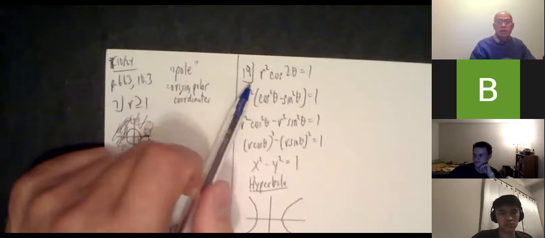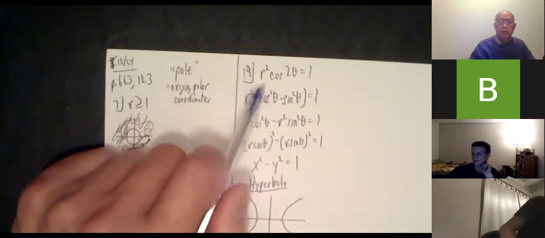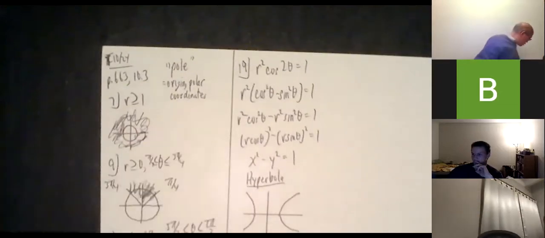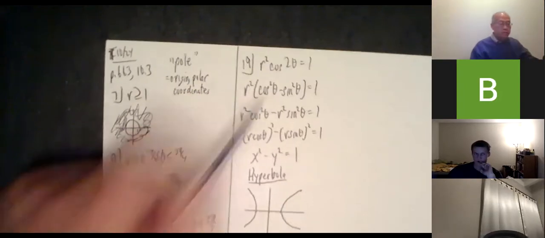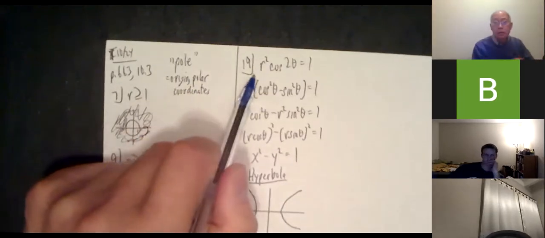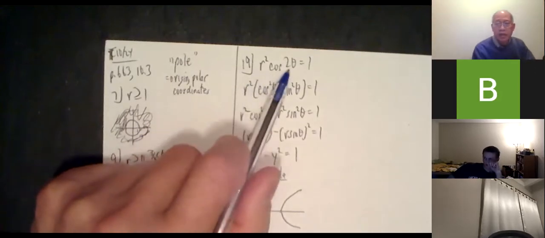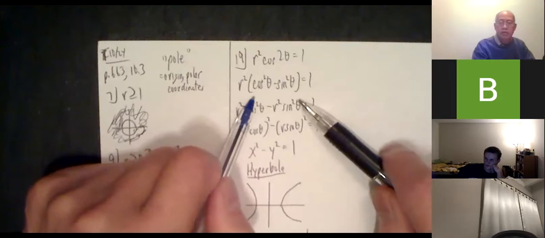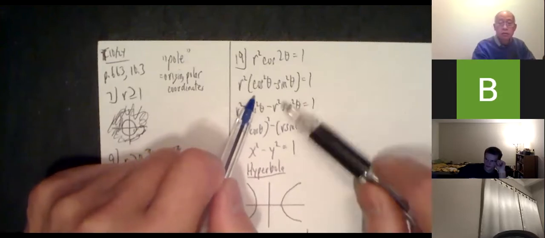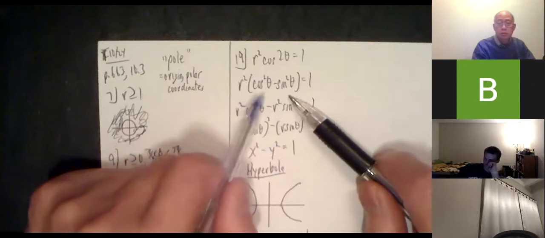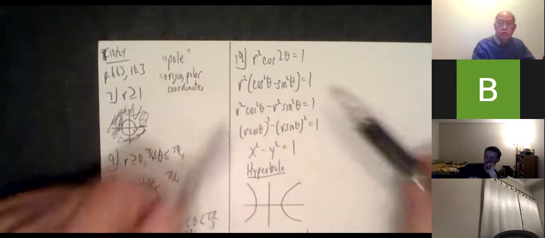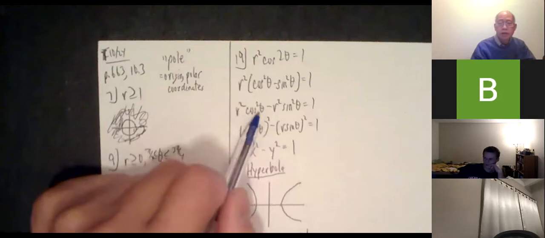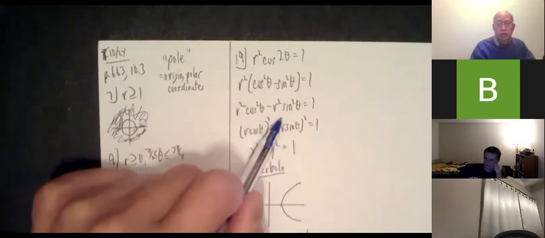Okay, 19, r squared cosine 2 theta equals 1. And let me check. Yeah, that does match. That one also matches. So for that one, I'm going to use the identity. Cosine of 2 theta is cosine squared theta minus sine squared theta. Okay, so that's an identity from trig. Distribute: r squared cosine squared theta minus r squared sine squared theta equals 1.